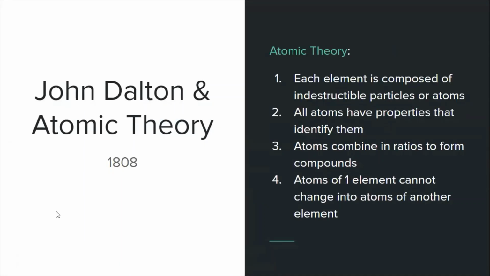John Dalton talked about the atomic theory in 1808, and when he talked about the atomic theory, he had four statements about it. The first statement was each element is composed of tiny, indestructible particles called atoms. The second, he said all atoms of a given element have the same mass and other properties that distinguish them from the atoms of other elements.